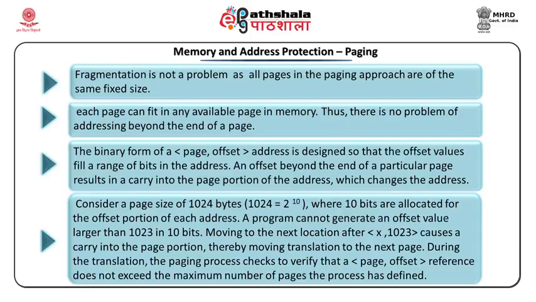To further see how it works, suppose a page size is 1024 bytes. 1024 makes 2 raised to 10, so 10 bits are allocated for the offset portion of each address. So a program cannot generate an offset value larger than 1023 if we are using 10 bits. Moving to the next location after 1023 causes a carry into the page portion. If a carry is generated, that says you are moving to the next page.